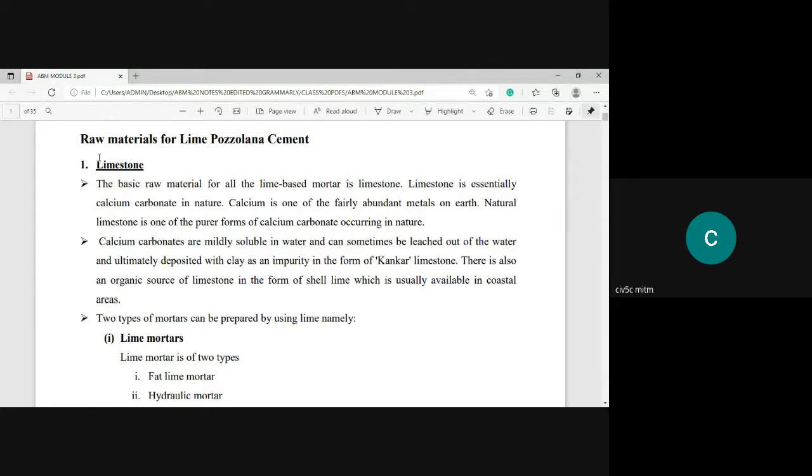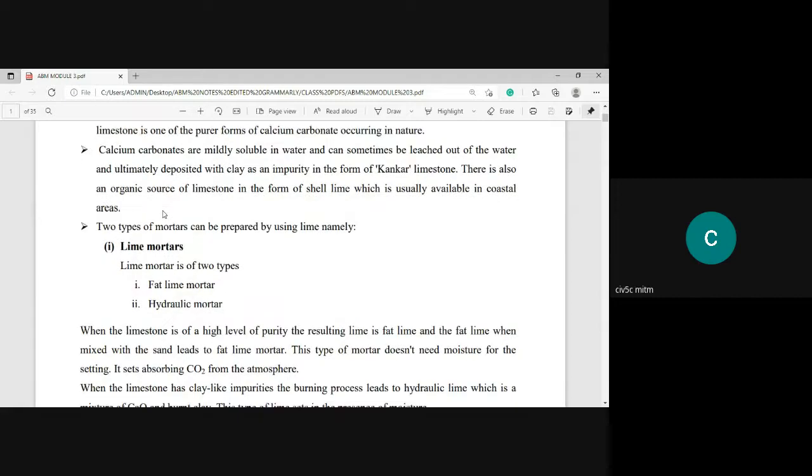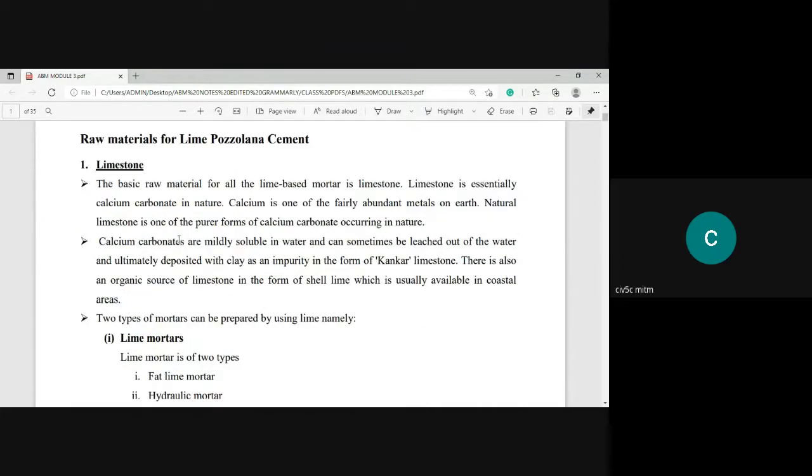In that, I discussed limestone: how it is available in nature, in what form it is available, and how we are going to produce lime. All those aspects were discussed in the last session. Continuing in this session, the next raw material that you are going to use in lime pozzolana cement is pozzolana.